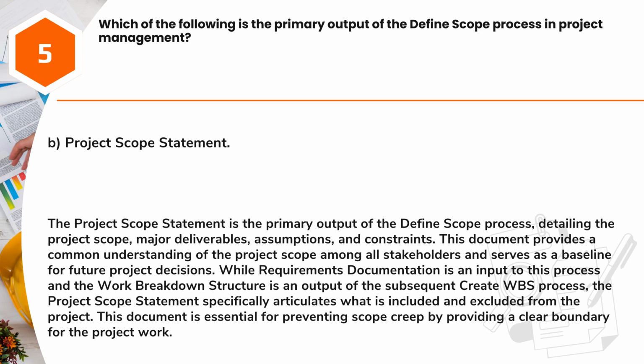While requirements documentation is an input to this process and the work breakdown structure is an output of the subsequent create WBS process, the project scope statement specifically articulates what is included and excluded from the project.